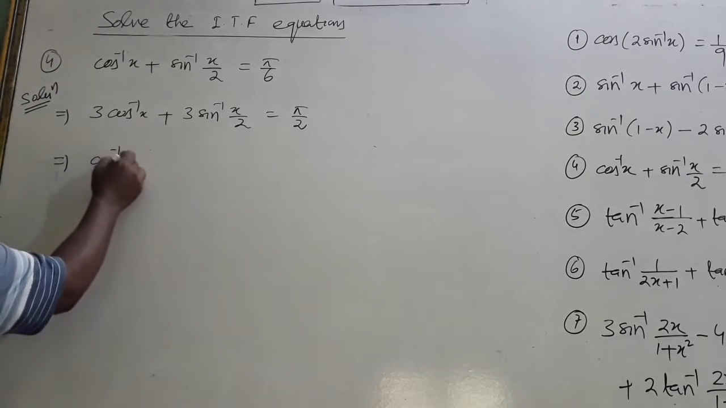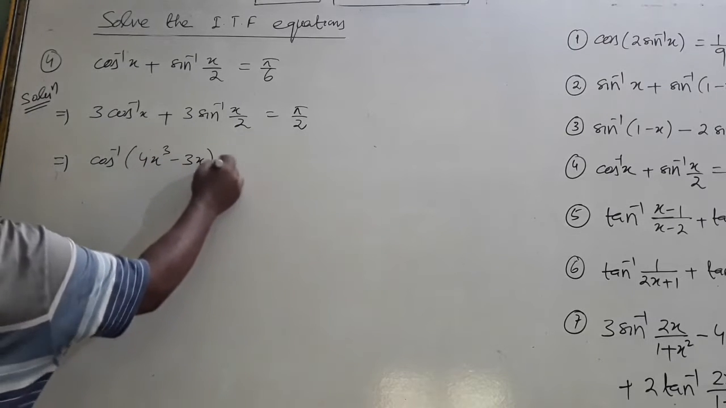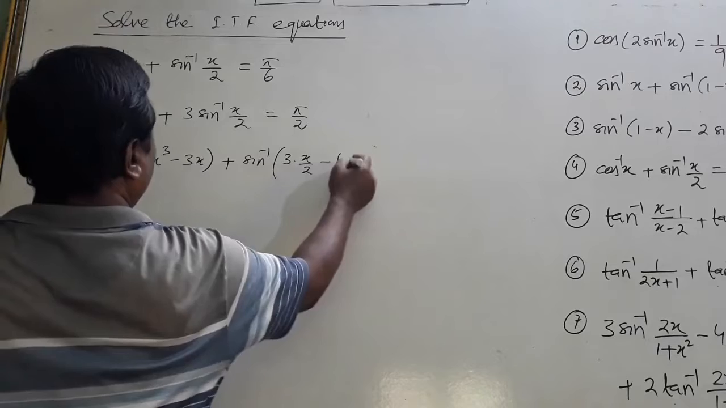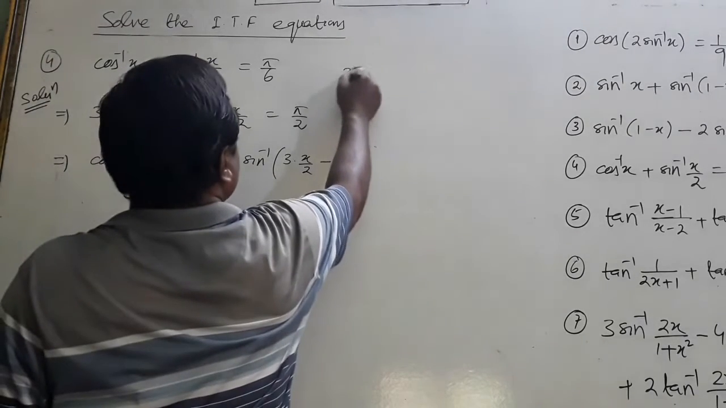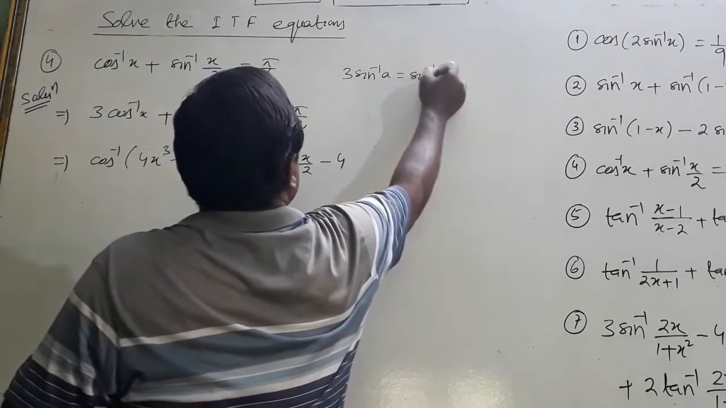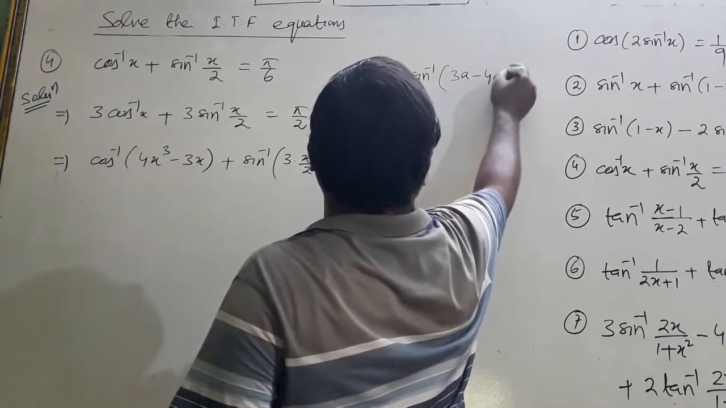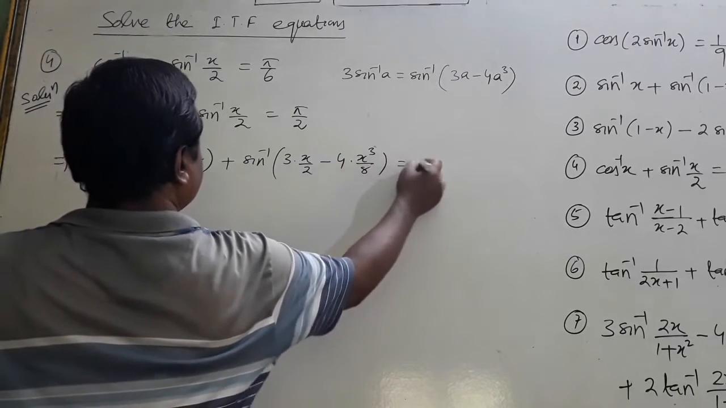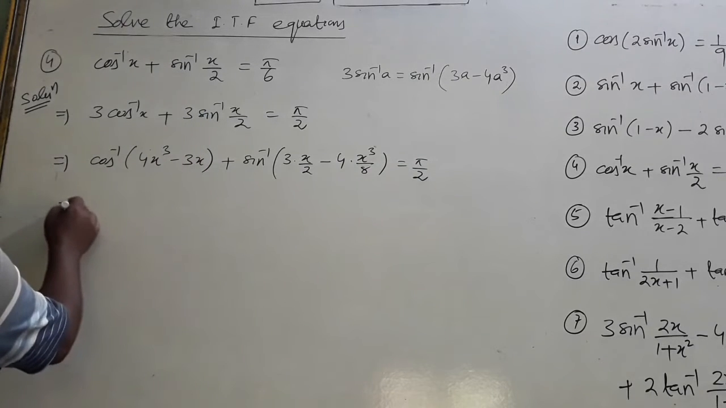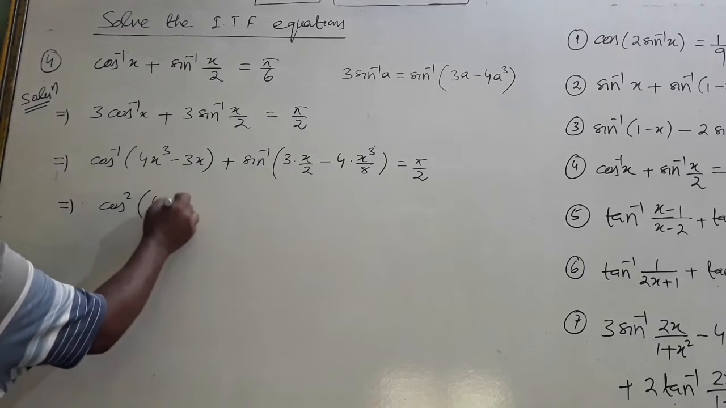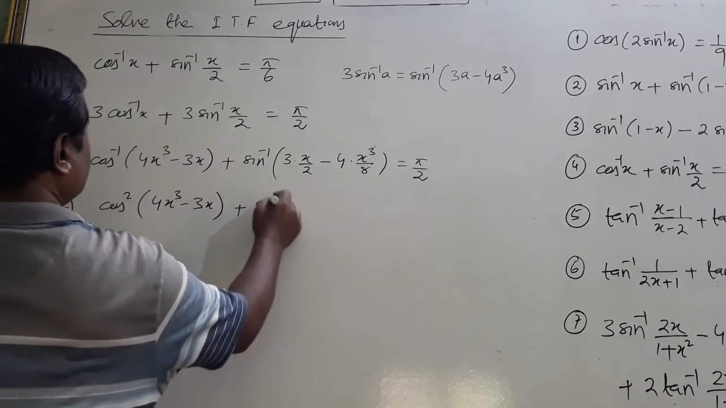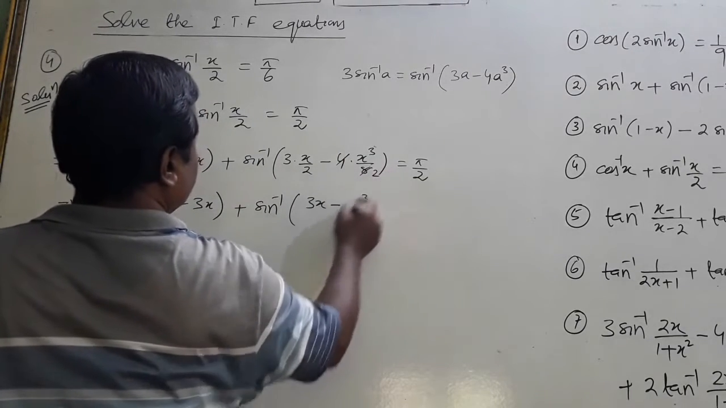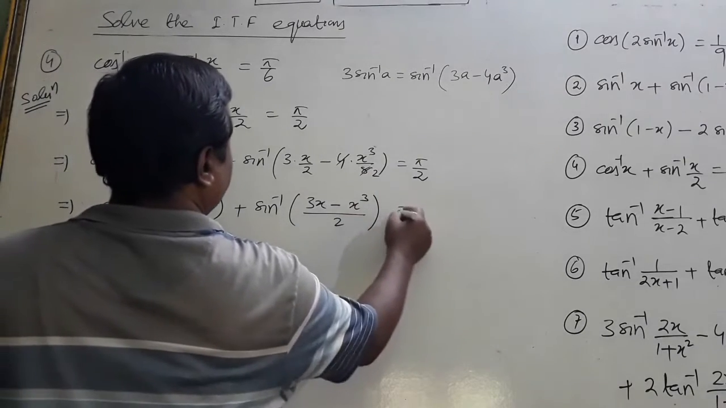It is cos inverse 4x cube minus 3x plus 3 sin inverse x by 2. The 3 sin inverse a formula is sin inverse 3a minus 4a cube. It becomes 3 into x by 2 minus 4a cube. A cube is x cube by 8, which is equal to pi by 2. Okay. Now it is again simplifying. It becomes cos inverse 4x cube minus 3x plus sin inverse 3x minus x cube by 2 is equal to pi by 2.